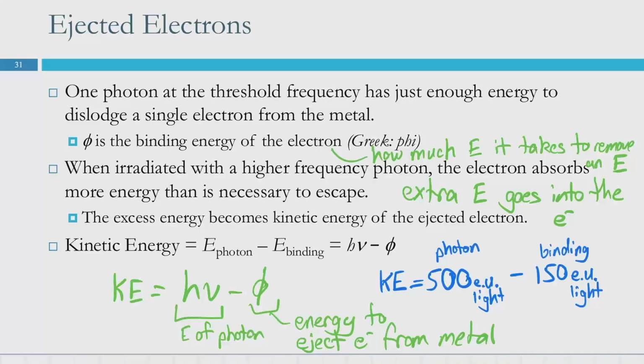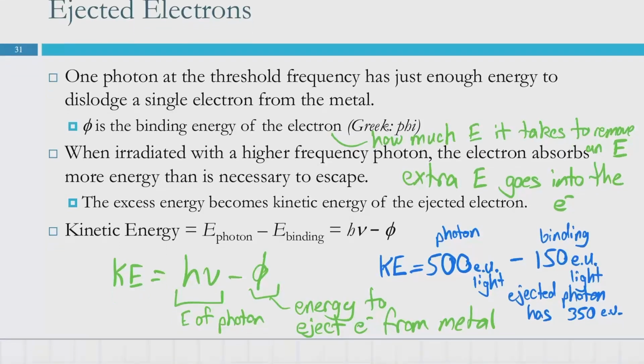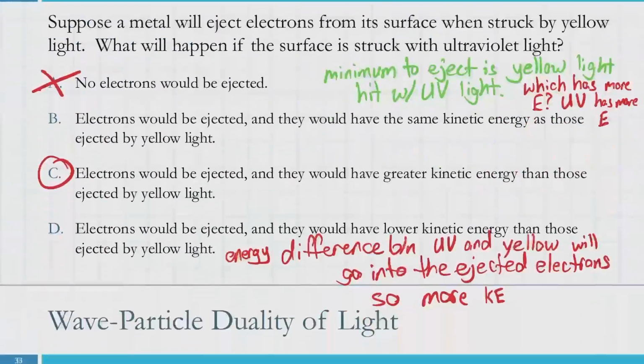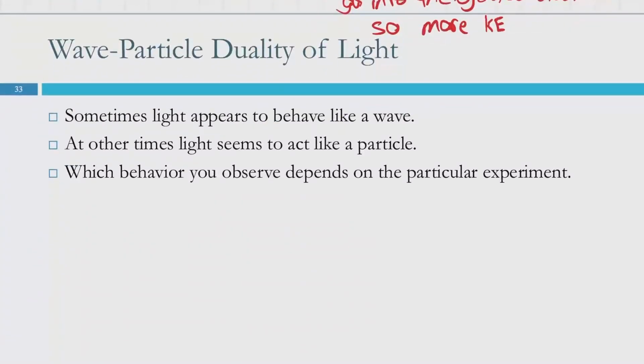It's just going to be the difference. So the kinetic energy of the ejected electron has 350 of these arbitrary energy units. It's just the difference. Whatever excess energy goes into the ejected electron. To give us an example, we can do calculations with that.